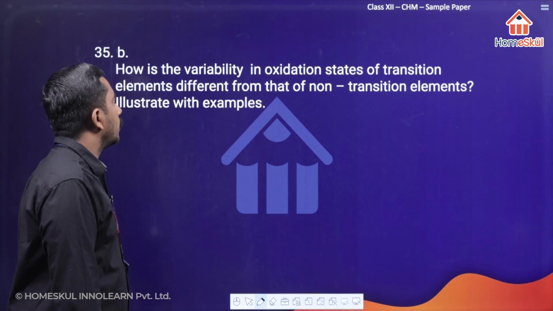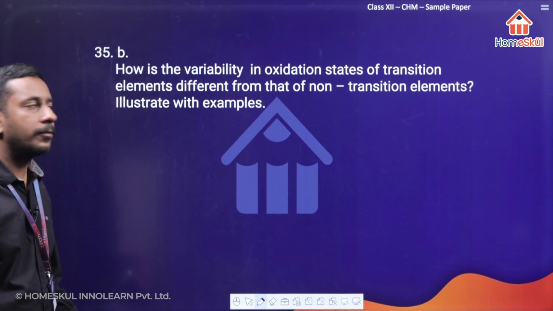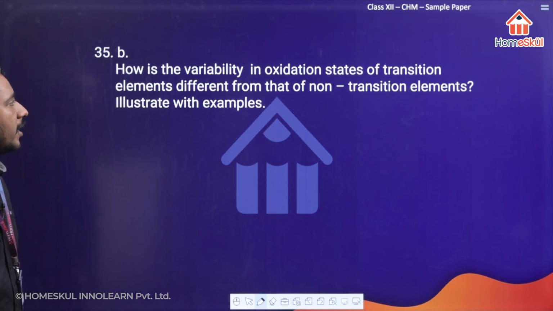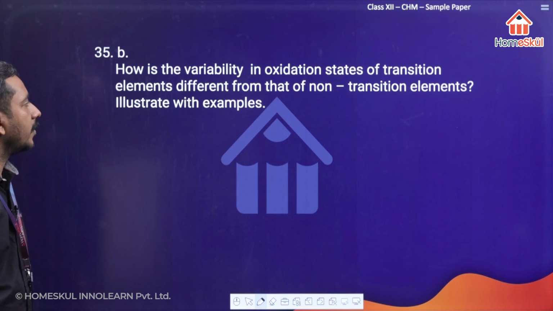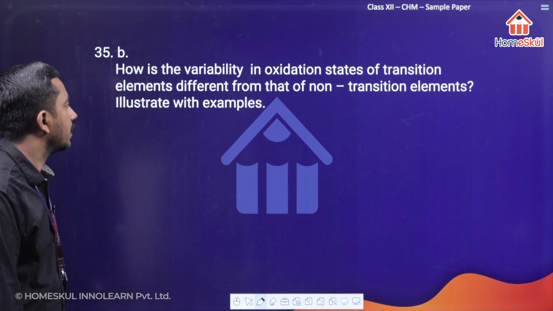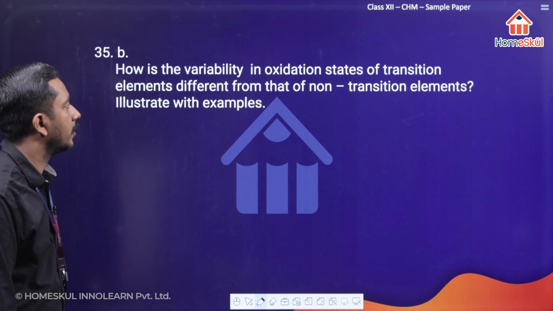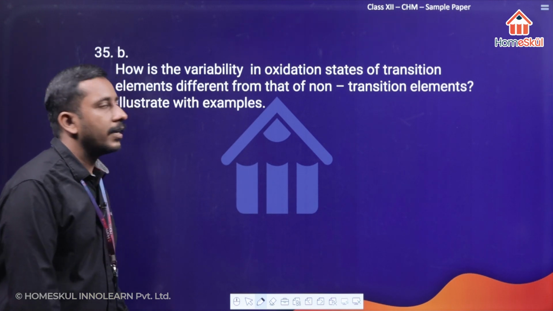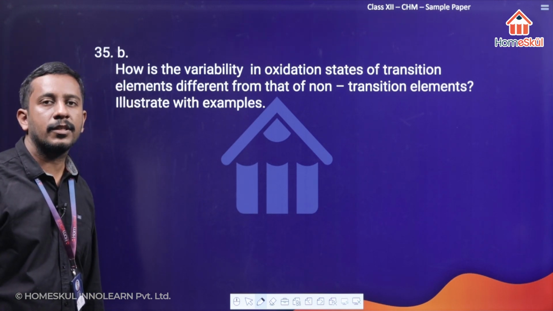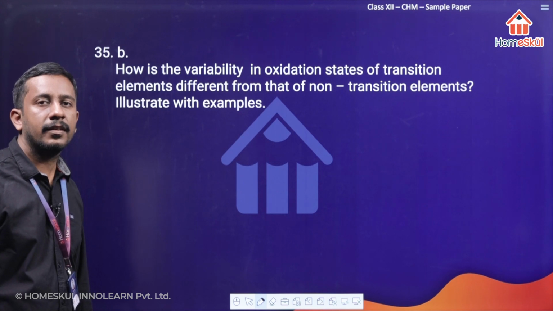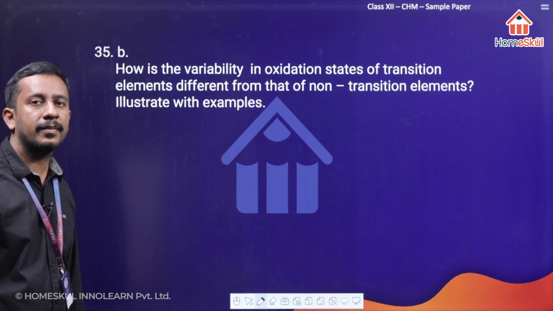Now the B part of this question, the final part of the final question: how is the variability in oxidation states of transition elements different from that of non-transition elements? Illustrate with example. So we have to say what are the differences that we see in the case of transition metals and non-transition elements.